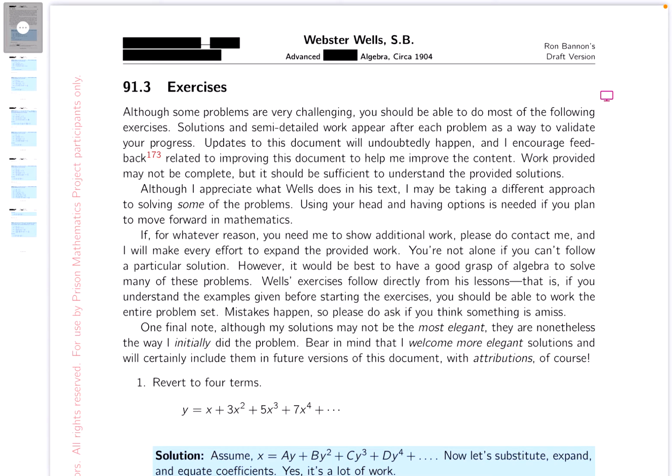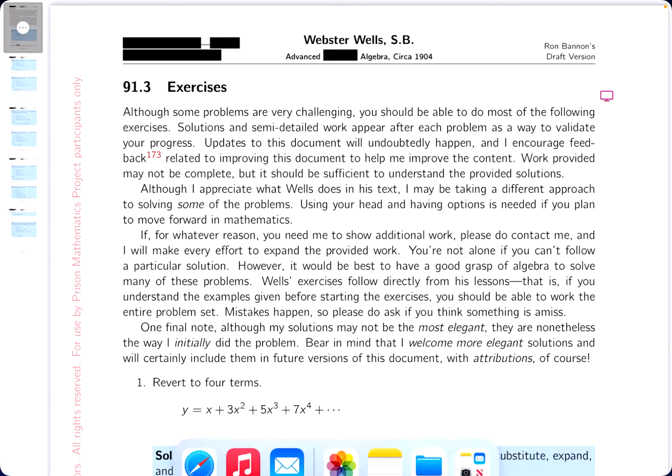Okay, so we're in 91.3 of the exercises, and what they want me to do, this problem number 1, is to revert this series. I'll go to the whiteboard and explain what a reversion is, all right? These are a little bit tedious, but stay tuned.